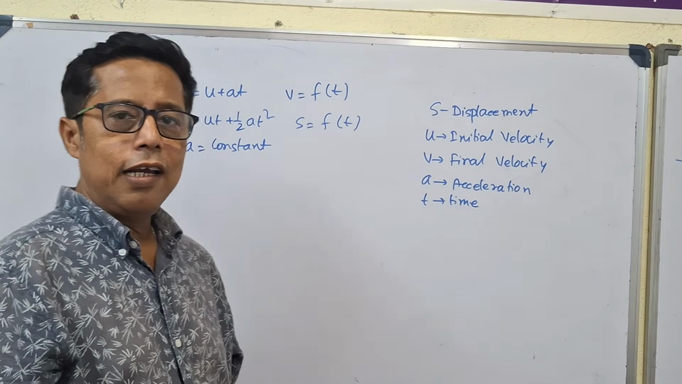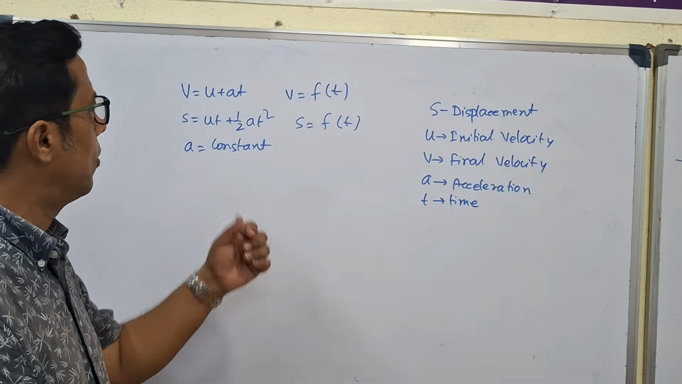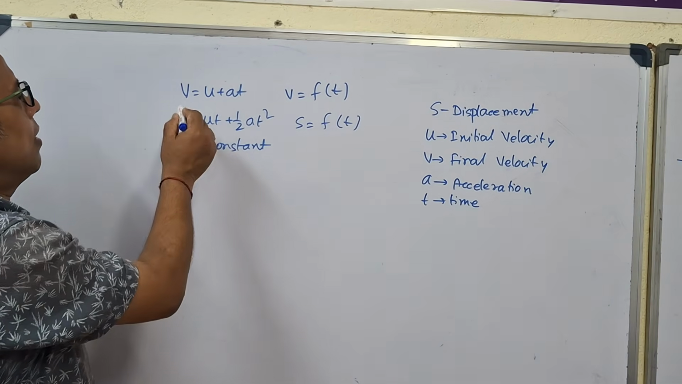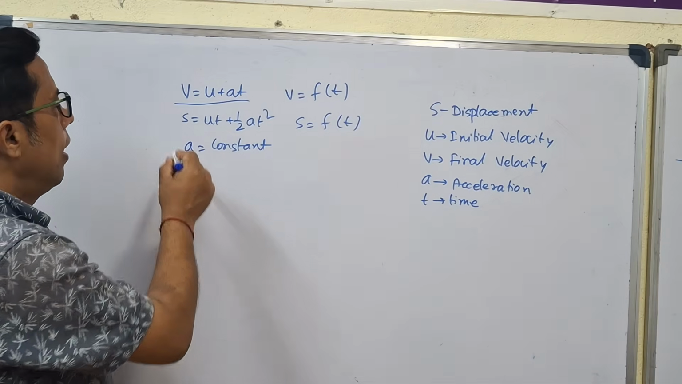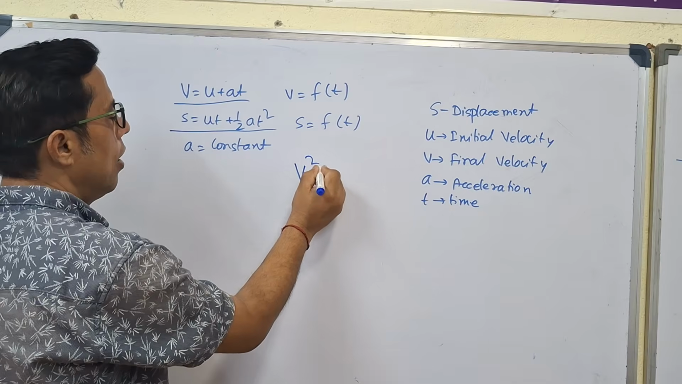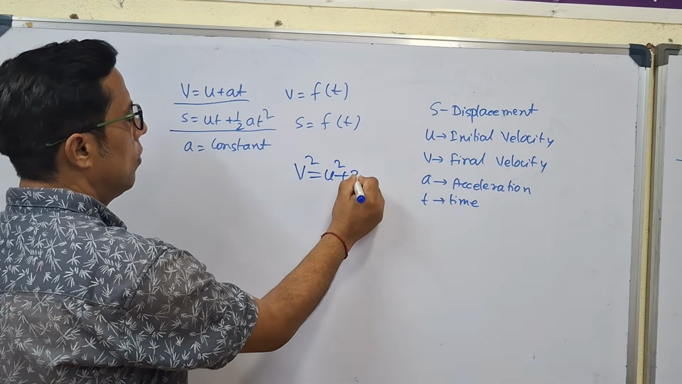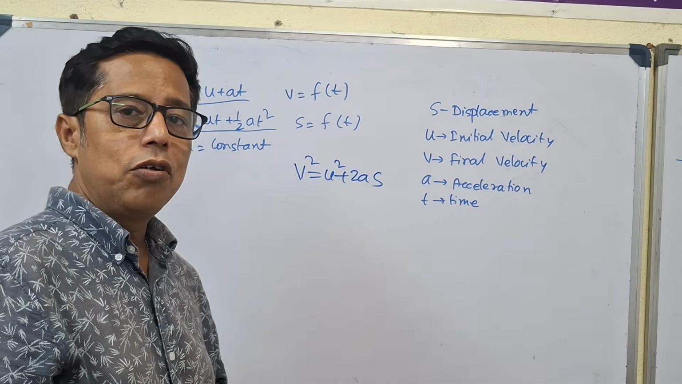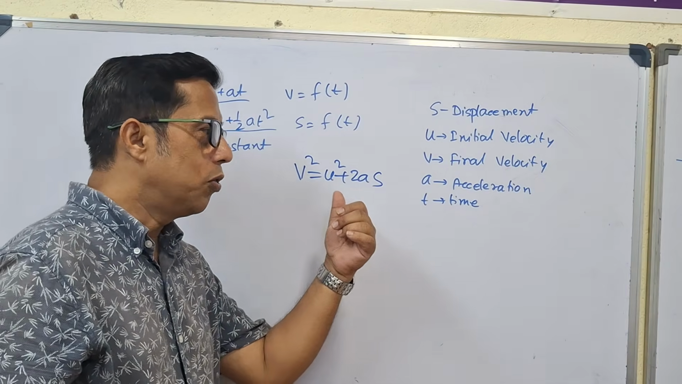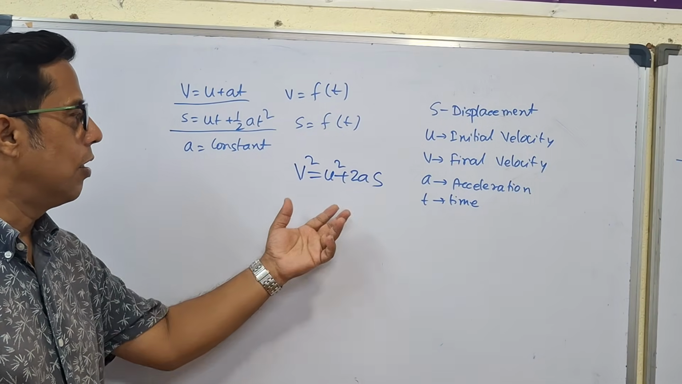In class 9, in different boards, you have learned about the equations of motion. So what are the equations of motion? That is v is equal to u plus at, s is equal to ut plus half at square, and one more was there, v square is equal to u square plus 2as. These three equations of motion you learned in class 9, and in class 10 also we have some chapters in ICSE on this.